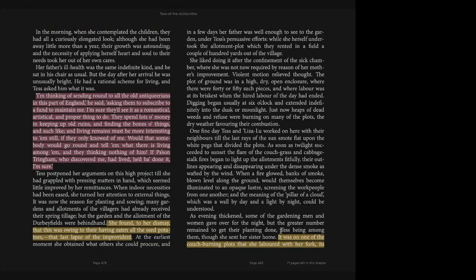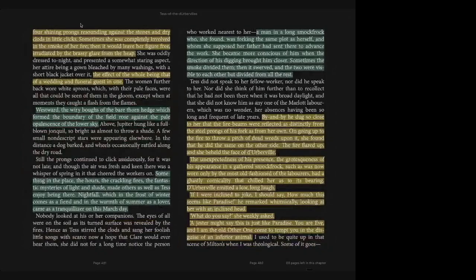So Tess is out in the field, and she's caring for the field because her father's not well. And it's talking about how she is turning the earth with a fork. And the earth is on fire as they are trying to burn out weeds to clear land. "So it was on one of these couch-burning plots that she labored with her fork, its four shining prongs resounding against the stones and dry clods in little clicks.